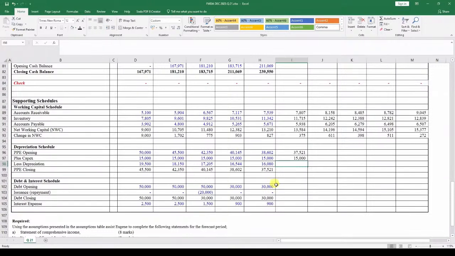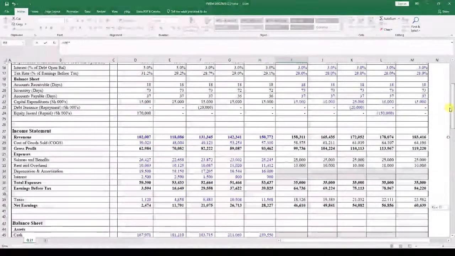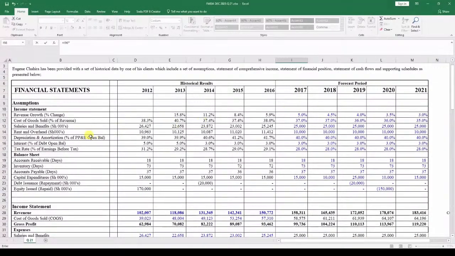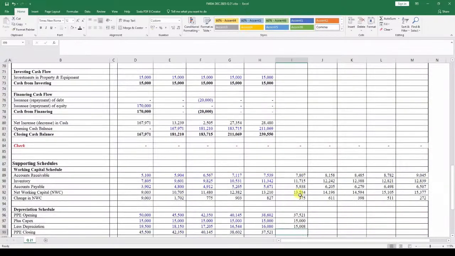The depreciation is based on the opening PPE always. So pick the opening value of PPE and multiply that with the depreciation rate. Remember, for simplicity's sake, we are assuming the straight line method. So depreciation, we multiply it with that, and we get that.